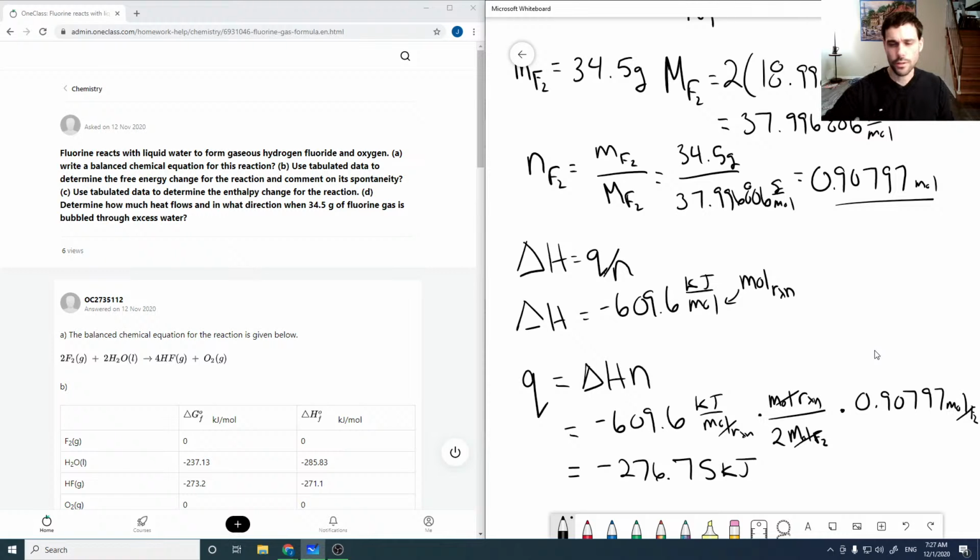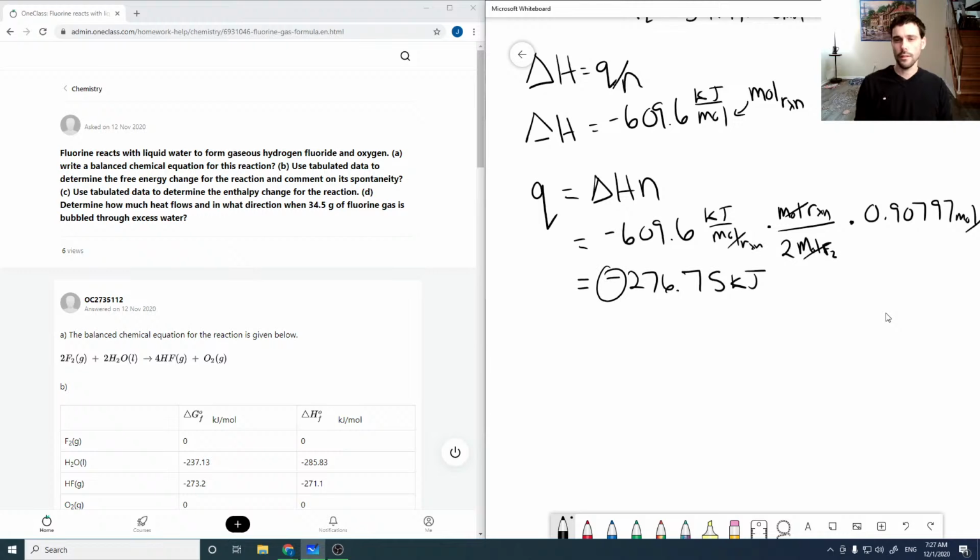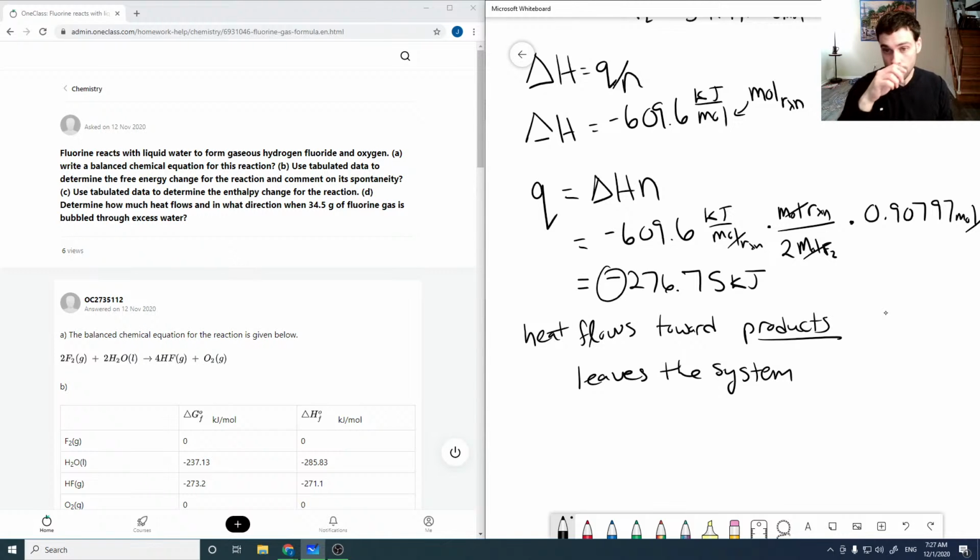And that's also what direction. So minus means that it's leaving, so it's on the product side. So the heat flows toward products, or it leaves the system. Okay. All right.